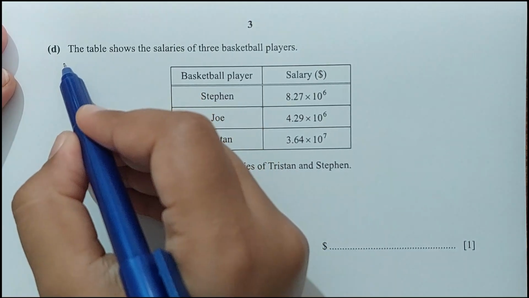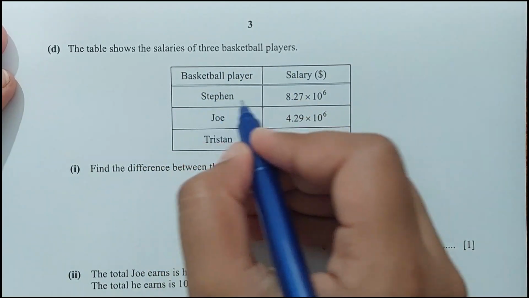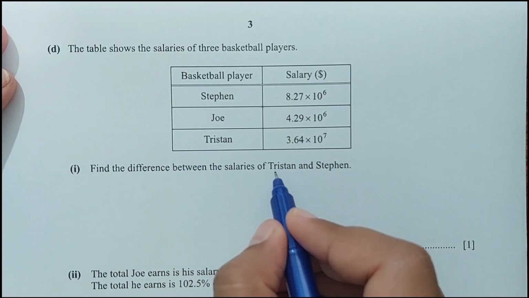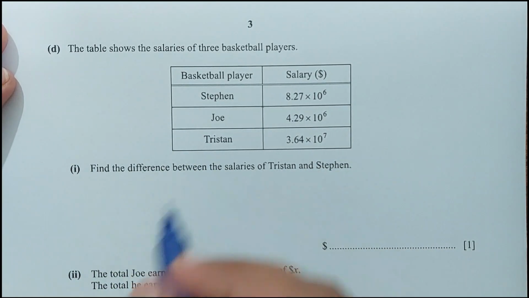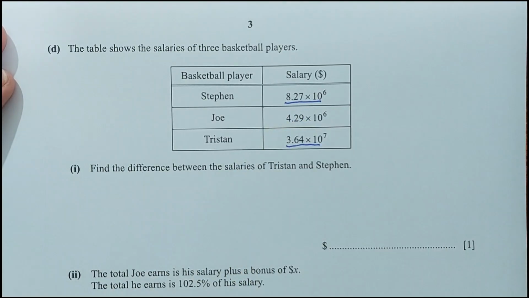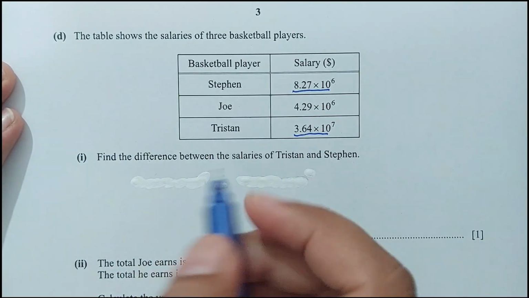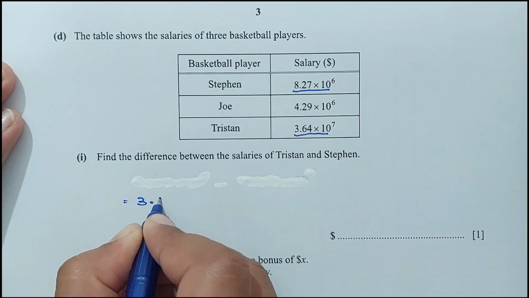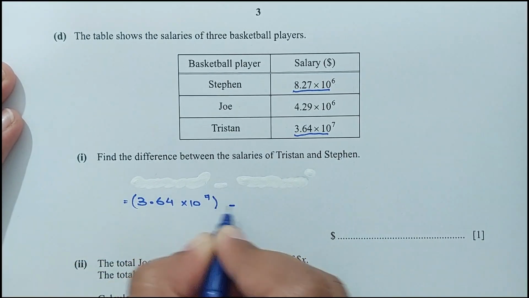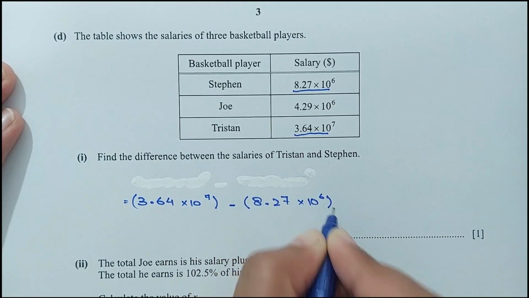Now for part D, the table shows the salaries of 3 basketball players, Stephen, Joe and Tristan. Number 1, find the difference between the salaries of Tristan and Stephen. Tristan's salary is this and Stephen's salary is this. So first, Tristan and Stephen. Tristan is 3.64 times 10 to the power 7 minus Stephen, which is 8.27 times 10 to the power 6.